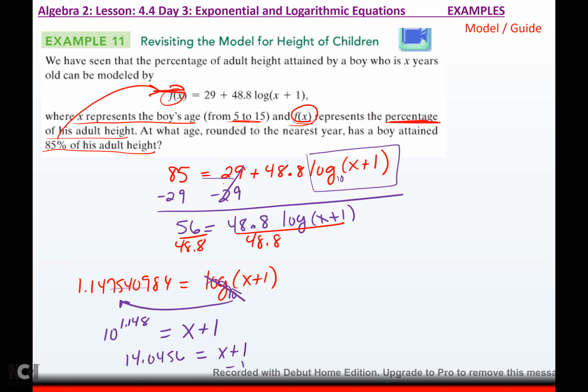So now to get x alone, I'm going to subtract 1, and that gives me x equals 13.0456 and so on. Let's see, we're going to what age? Round it to the nearest year. So 0 won't do anything. Approximately 13 years old. The kid has reached 85% of his height. A boy. Okay.